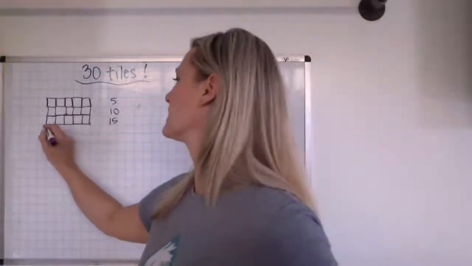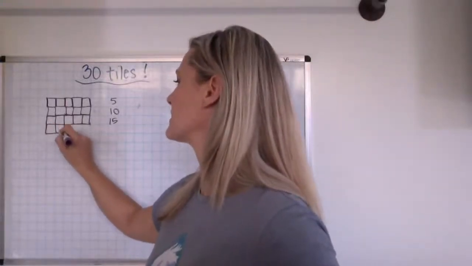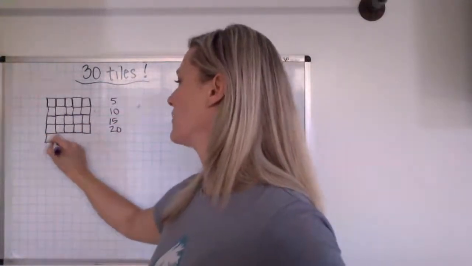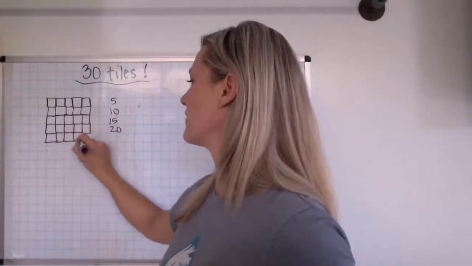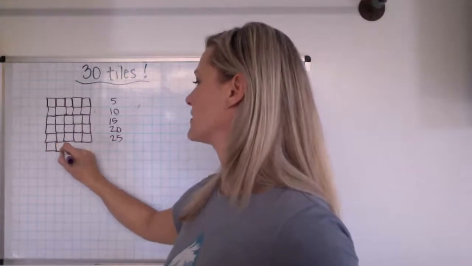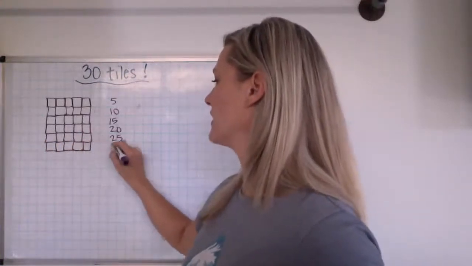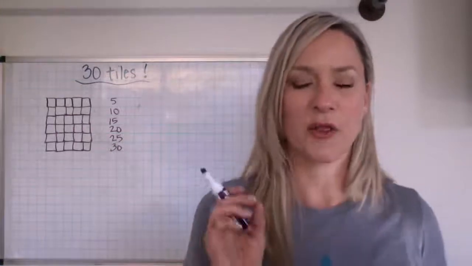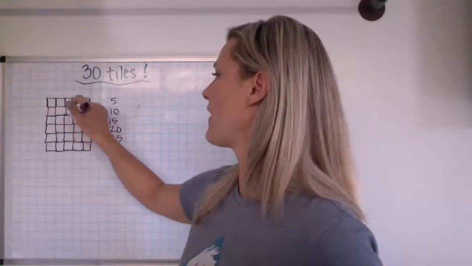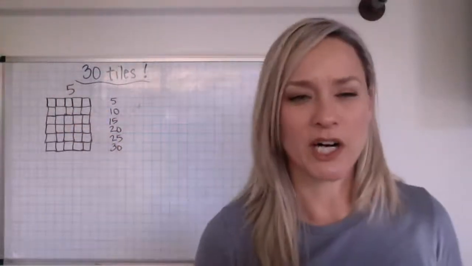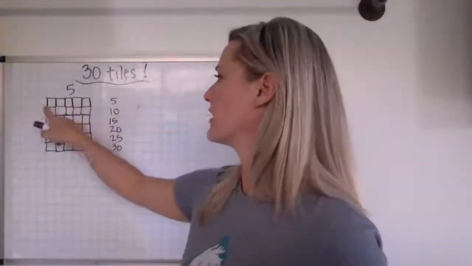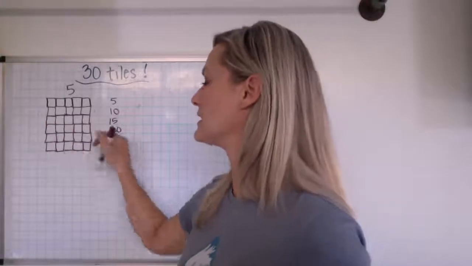All right, 15, 16, 17, 18, 19, 20, 21, 22, 23, 24, 25, 26, 27, 28, 29, 30. All right, so we've got our 30 tiles. We used them up, and let's see. We have 1, 2, 3, 4, 5 tiles in each row, and then let's find out how many rows we needed. So there's 1, 2, 3, 4, 5, 6.